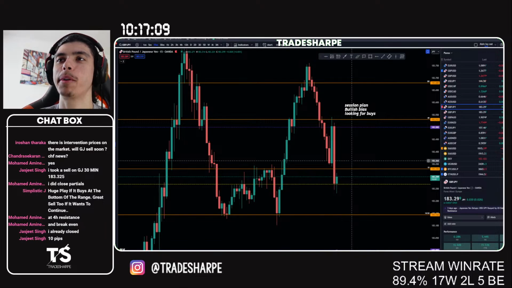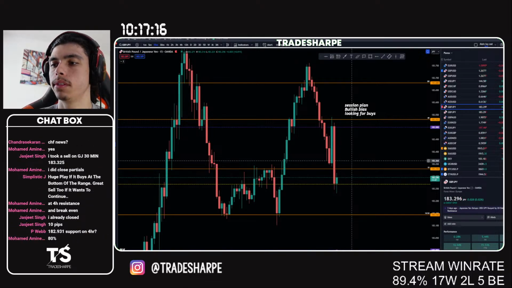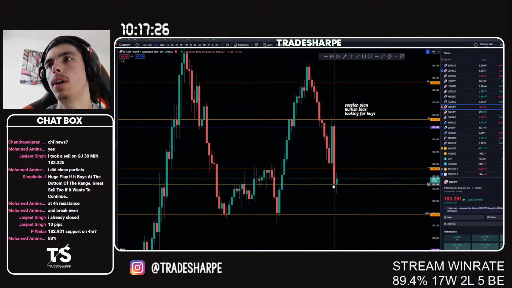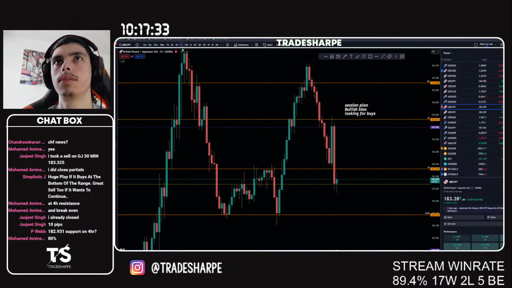Huge play if it buys at the bottom of the range. And great sell if it wants to continue, 100%. 182.931 support on the 4-hour? No. Support on the 4-hour is 183.268. That's the support at the moment. This one right here.